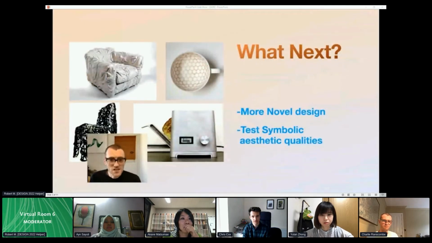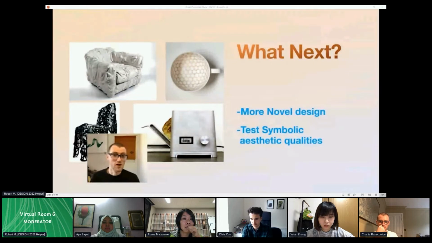So in terms of further research, what we will be testing now is products with a fundamentally more novel design. So if the product itself looks a bit more novel and different, are we more willing to accept aging, and can aging sustain novelty? The other avenue for further research is to test other aesthetic qualities, and in particular, the symbolic aesthetic quality. So if we integrate an aging material, but in a manner which is symbolic of something, does that influence our willingness to discard and ultimately provide more sustainable products?